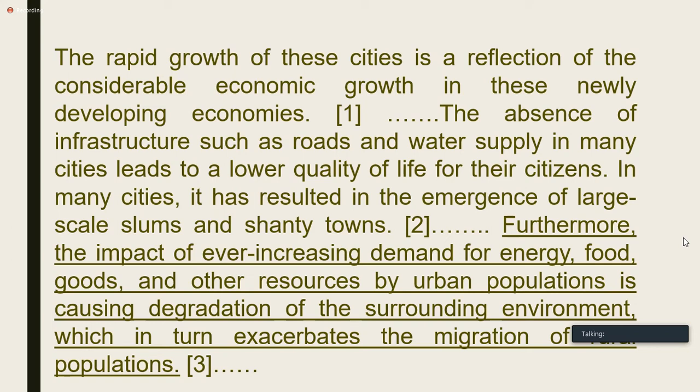Does this sentence say that urban populations need food? Yes or no?